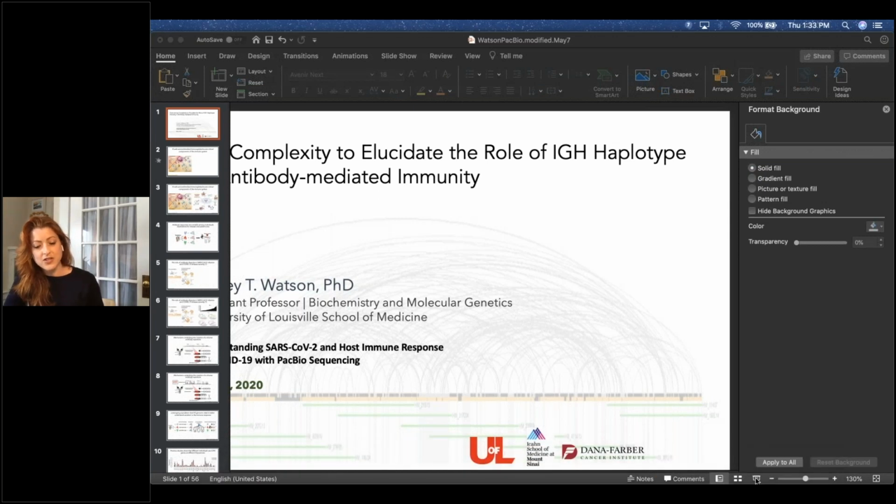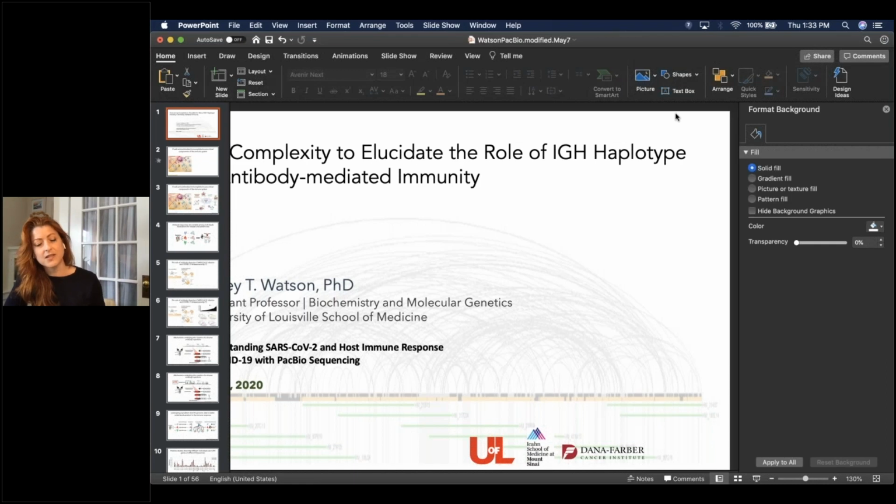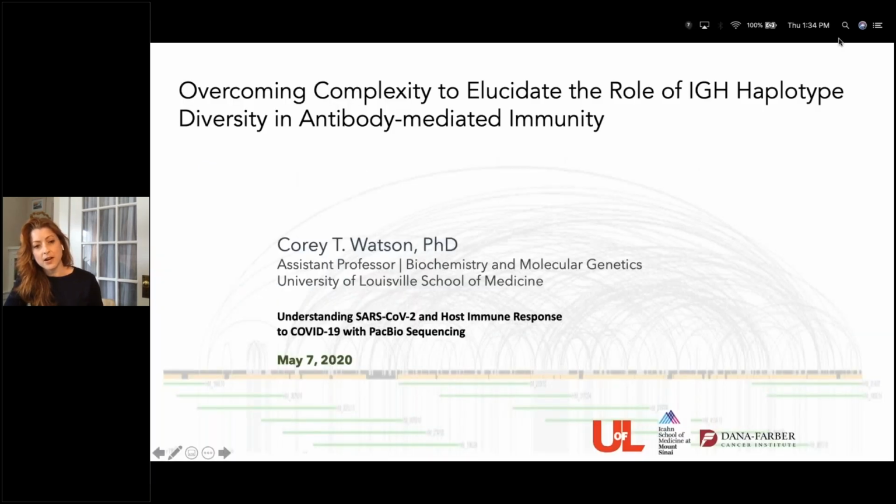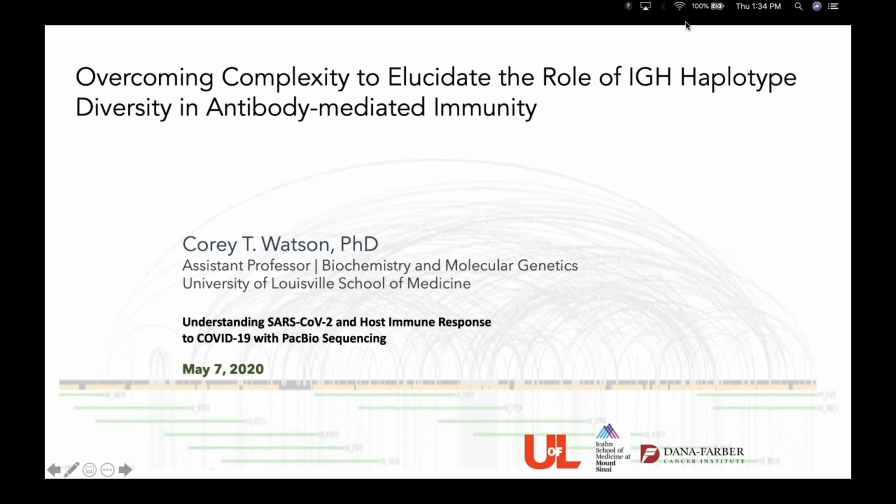At the heart of Corey's research has been a drive to make the tremendous variation at the IGH locus accessible to science by improving methods for BCR sequencing and VDJ inference, and also by enabling direct haplotyping of the IGH locus. His ultimate aim is to explore how better resolution of the IGH locus can be leveraged to inform our understanding of disease susceptibility and clinical health outcomes. So I'm going to hand it over to Corey now.